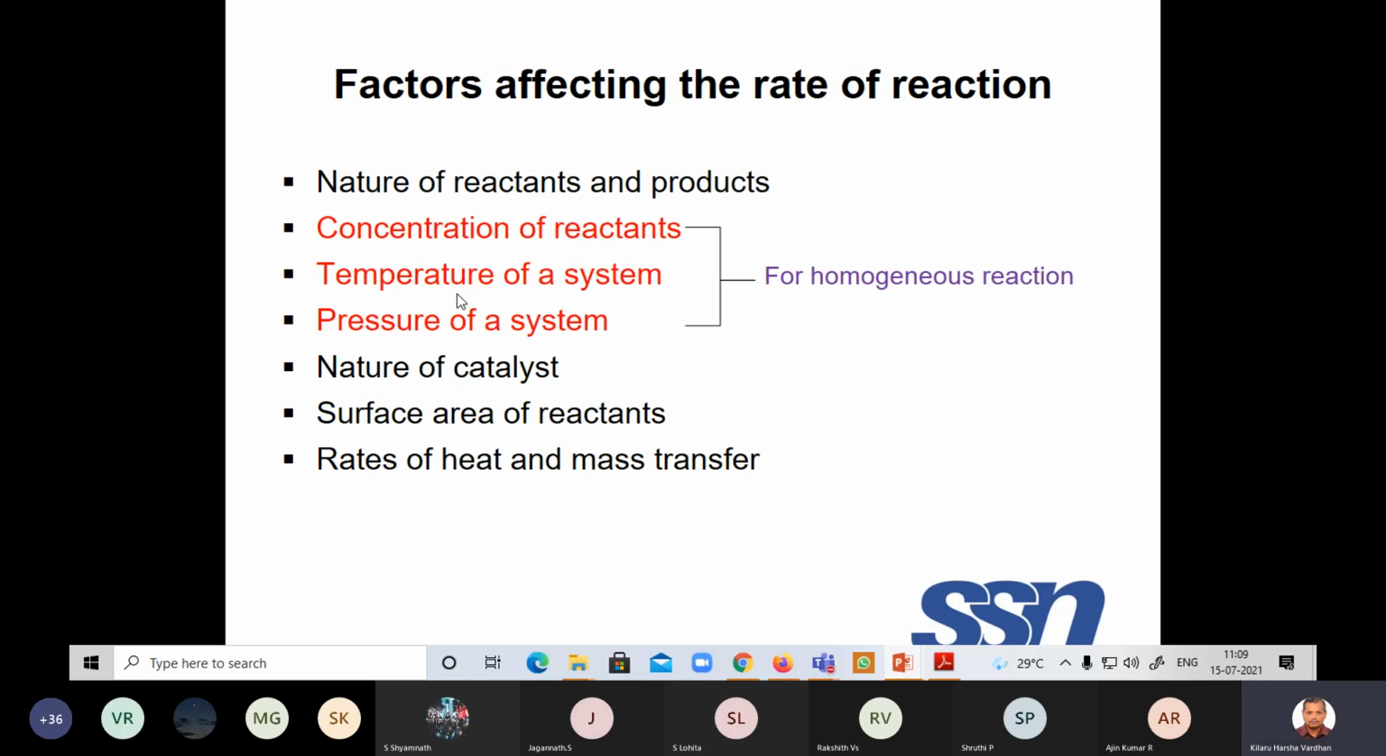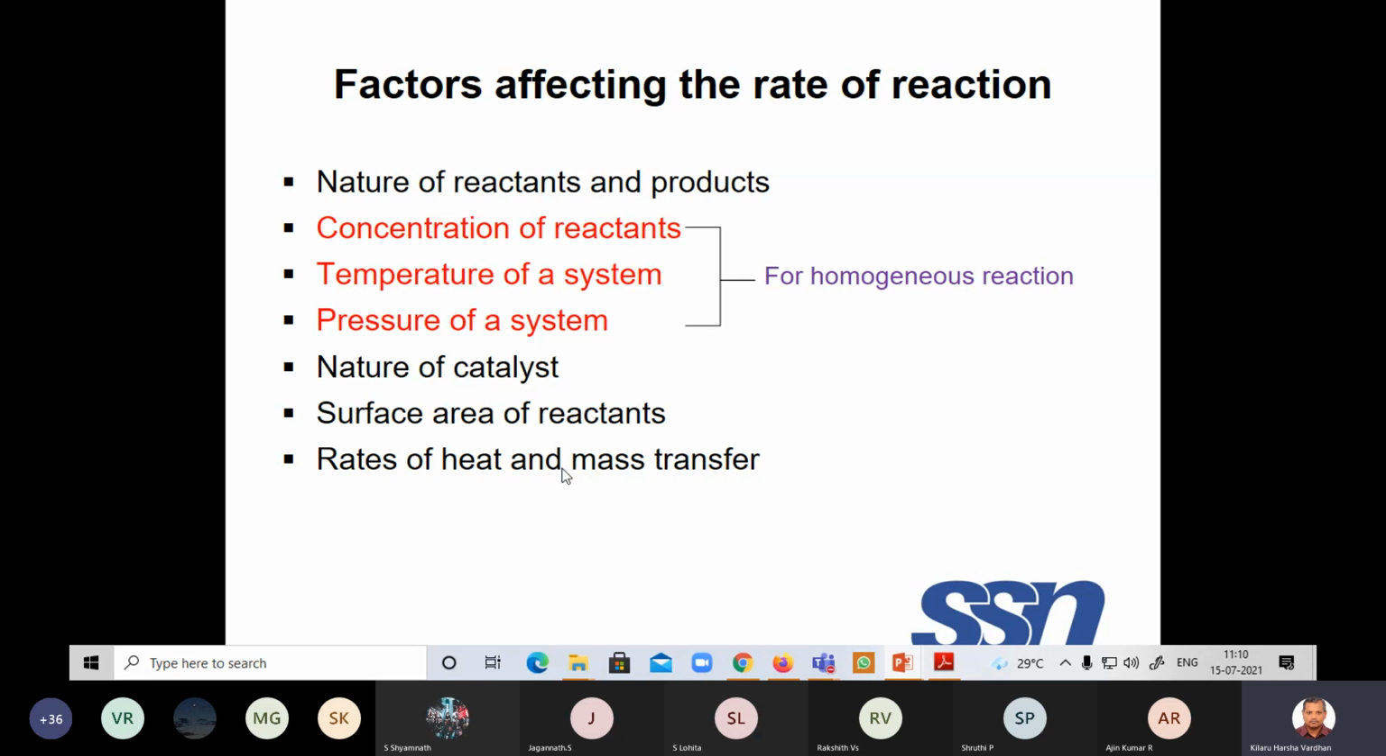Not only that, the rate will depend on the catalyst. Especially in CRE1, we won't get these three, but in CRE1 we get only these. But the rate depends on the catalyst, the type of catalyst, then the surface area of the reactant. If there is a solid surface, a solid reactant, how much of the surface is available for the reaction. Not only that, there will be the rate of heat transfer and mass transfer.